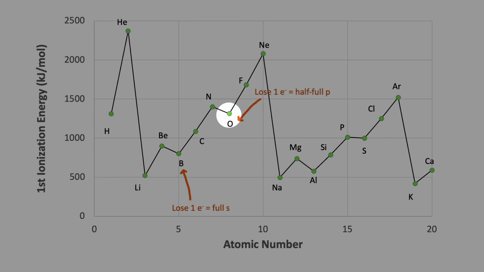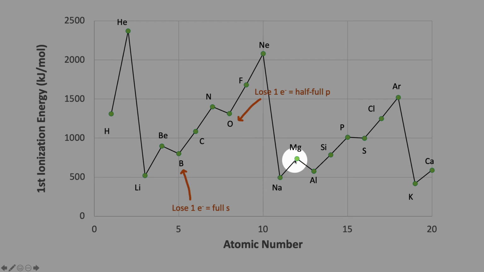Well, if oxygen loses an electron, it will end up with a half-full p shell. And of course, remember, that is not quite as good as having a full shell, but half full is a fairly stable electron configuration. And then, of course, we can go to fluorine, neon, and then we're going to n equals 3, so it drops quite a bit.